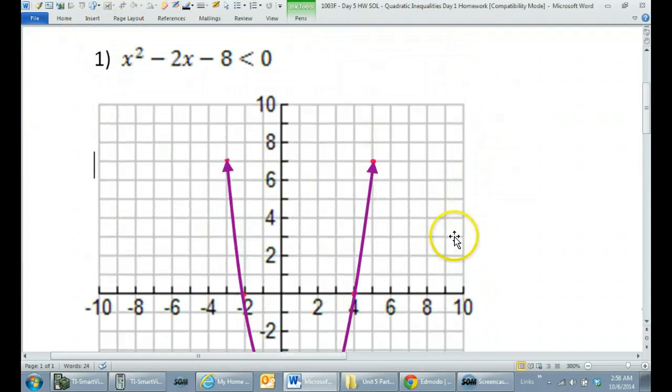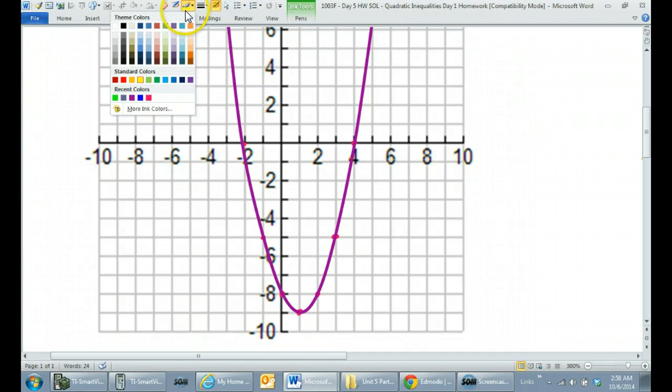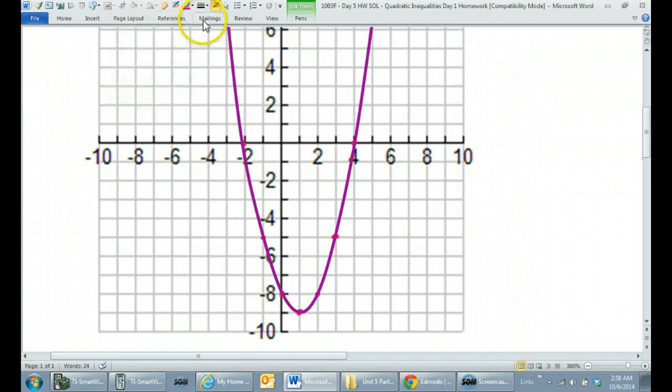Now, as we look at this equation, it says, where's the function less than 0? Okay, that means below 0, which graphically means where is it below the x-axis. So let's just go ahead and highlight the part of this graph that is below the x-axis, and that's going to be right here. This is the part of the graph that is below the x-axis.